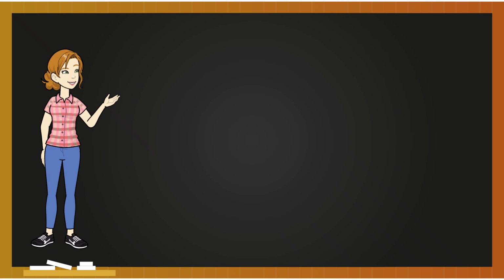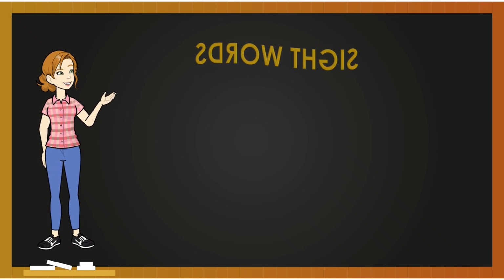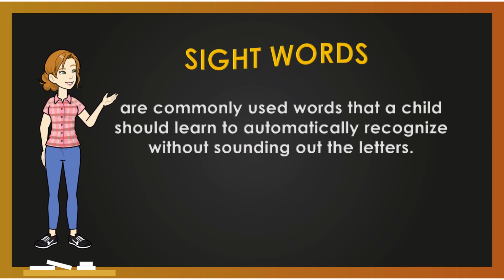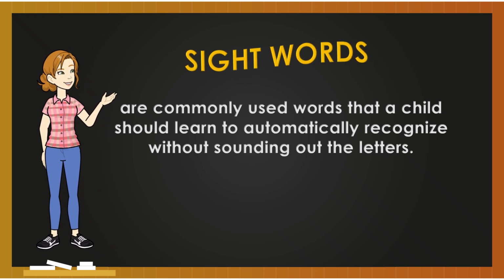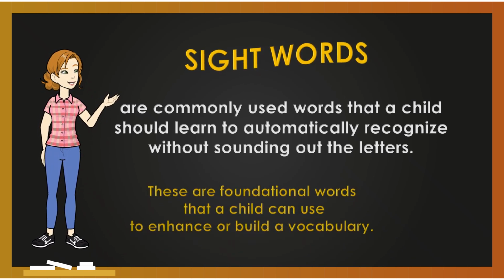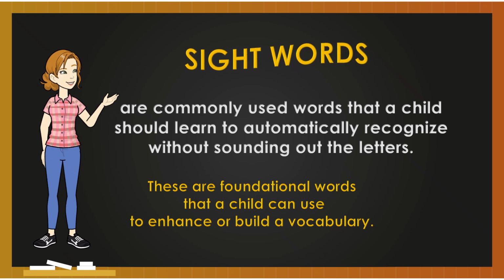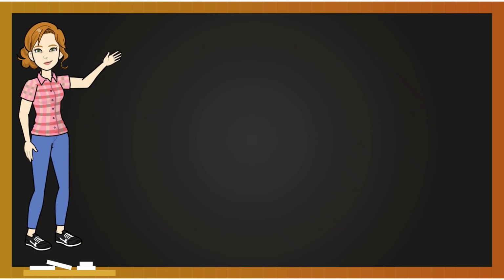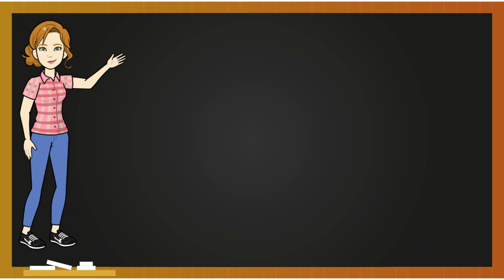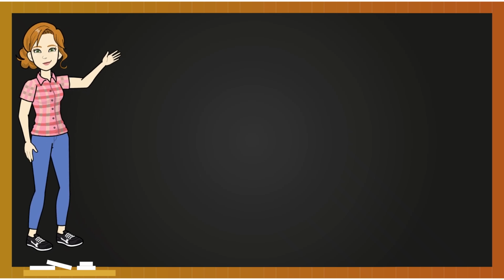What is a sight word? Sight words are commonly used words that a child should learn to automatically recognize without sounding out the letters. These are foundational words that a child can use to enhance or build a vocabulary. Children, I will read first the word, then you will repeat after me. Ready?